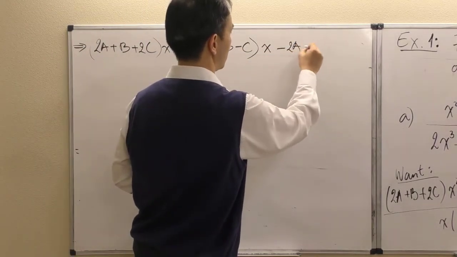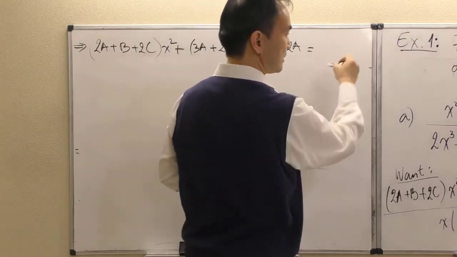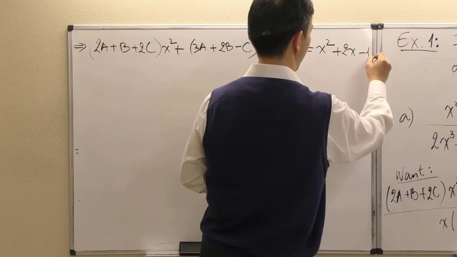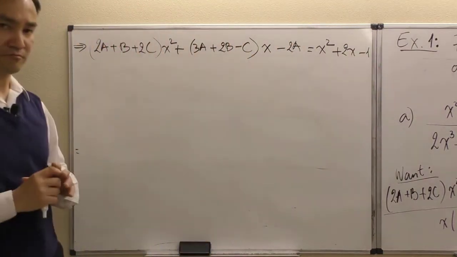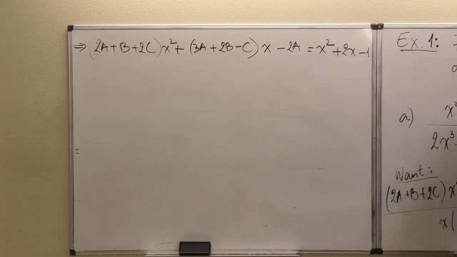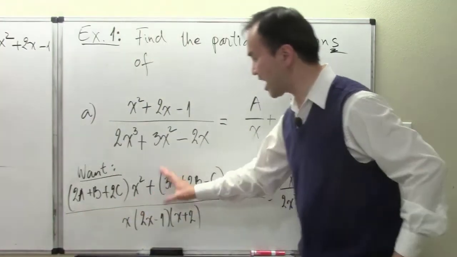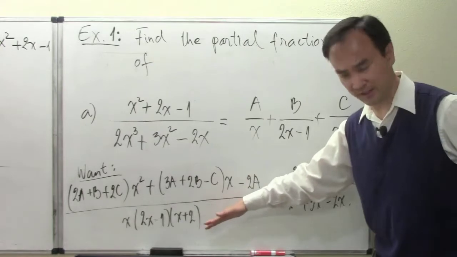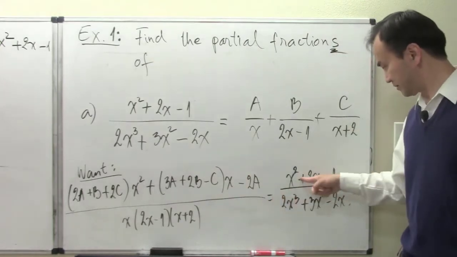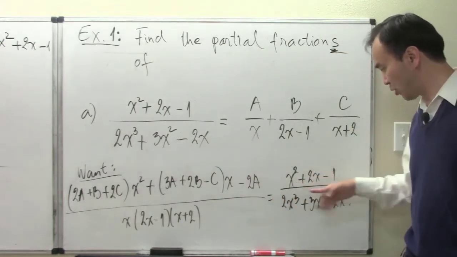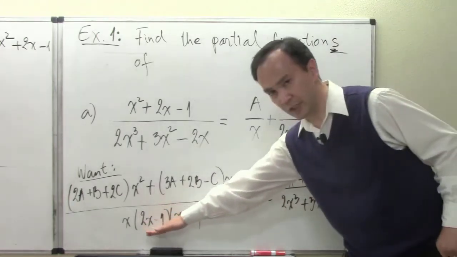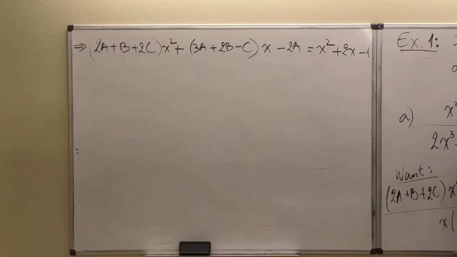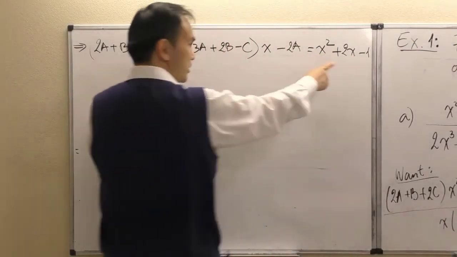Minus 2a, all of that must equal x squared plus 2x minus 1. Okay, so from that, we are desiring that this rational expression, this ugly looking one, equal this version, x squared plus 2x minus 1 all over that. And we already recognize that the two denominators are equal. So it led to these two polynomials must equal.